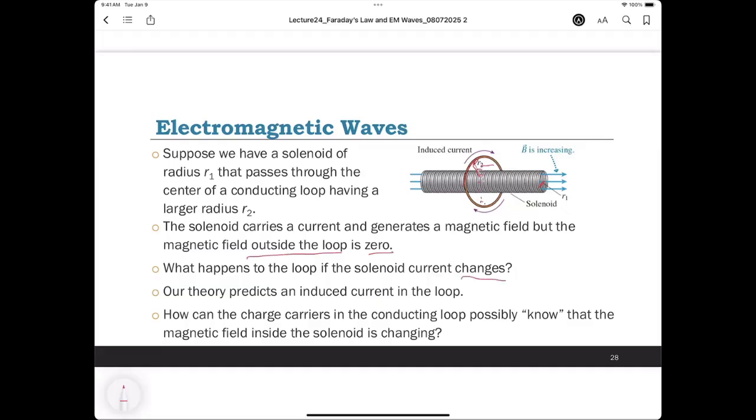Yeah, our theory predicts an induced current in the loop. How can the charges in the conducting loop possibly know that the magnetic field inside the solenoid is changing? Yeah, there are some questions we need to think about.